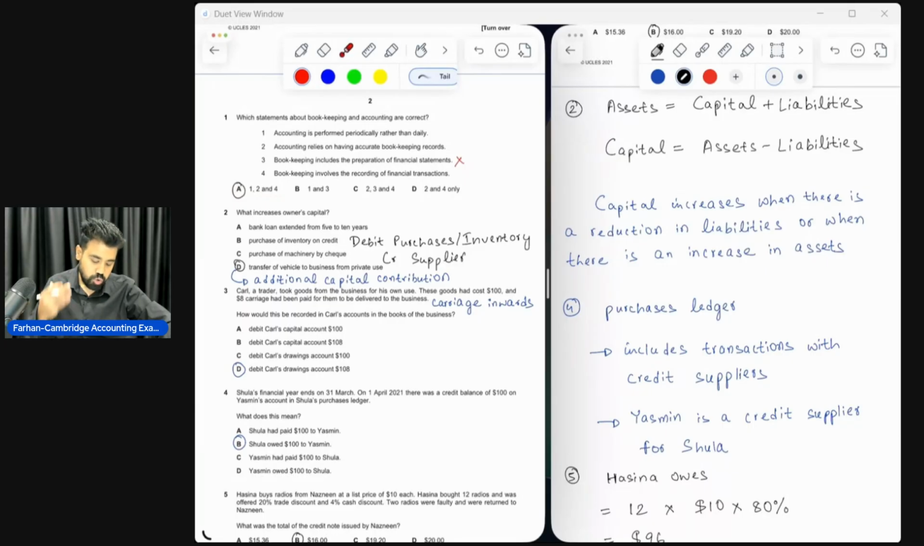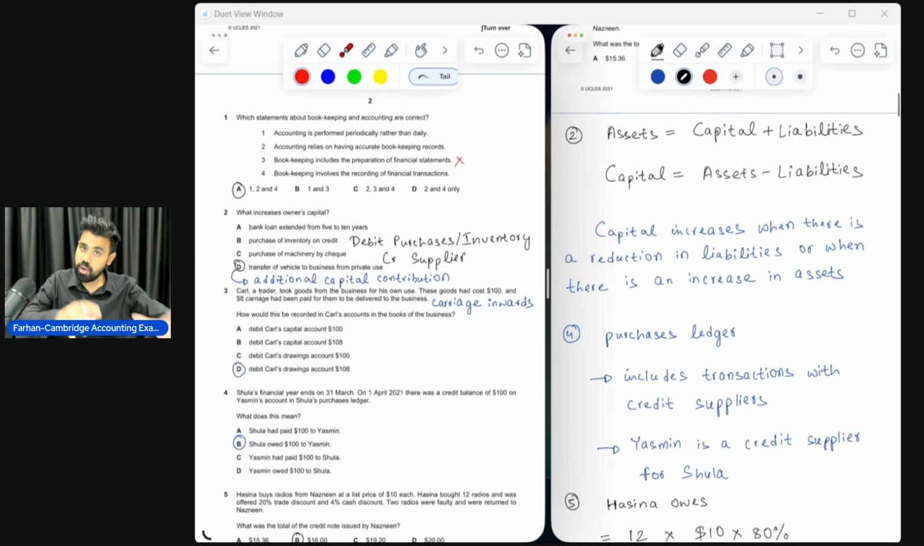Now let's move to the second question. What increases owner's capital? If I can have your attention on the right-hand side where we have got all the workings, I need you to understand how everything adds up. When we think of the statement of financial position, or the balance sheet, it shows us that the total of all assets must equal the total of all capital, which is also synonymous with equity, and the total of all liabilities.